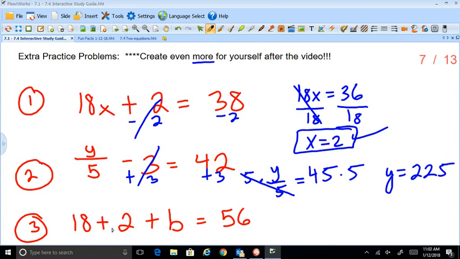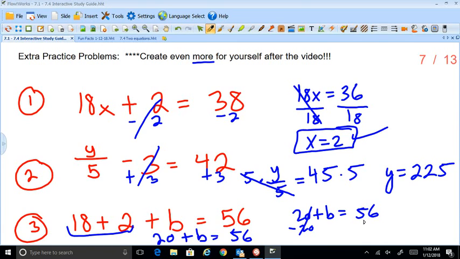Number 3, 18 plus 2 plus b equals 56. Let me combine my like terms and rewrite what I'm left with. That's 20 plus b equals 56. To get b alone, I need to subtract 20 from both sides. So 20 plus b equals 56. Subtract 20 from both sides, that cancels out. And that leaves me with b equals 36 as the final correct answer.